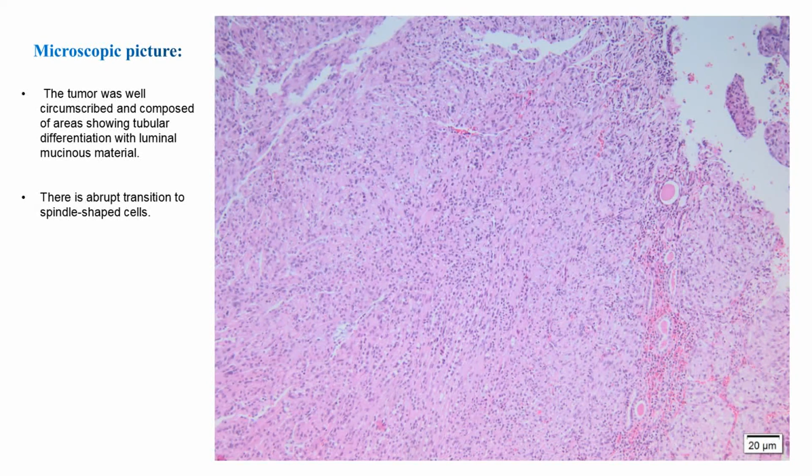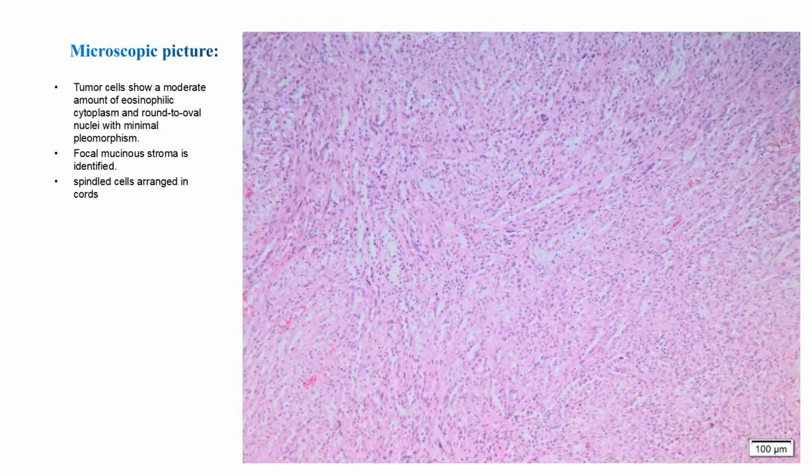Under the microscope, the tumor was well circumscribed and composed of areas showing tubular differentiation with luminal mucinous material, together with abrupt transition. As we see here, tumor cells show a moderate amount of eosinophilic cytoplasm and round to oval nuclei with minimal pleomorphism. There is focal mucinous stroma and spindle cells arranged in cords, as we see here.